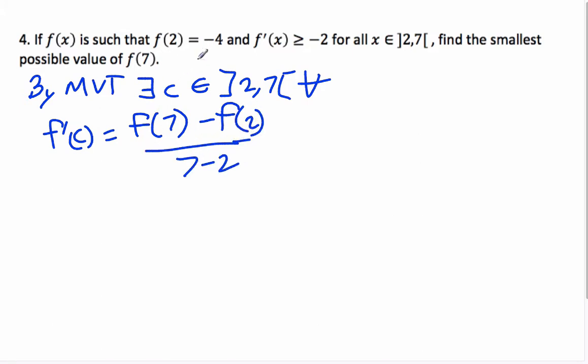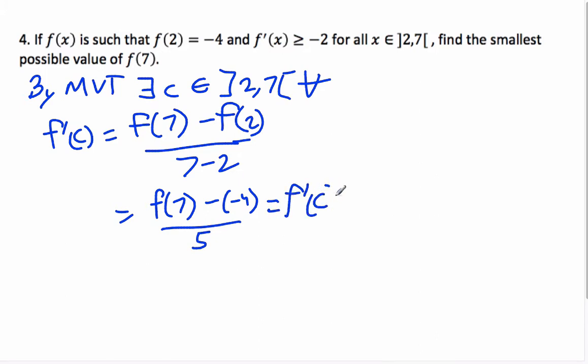Okay, so let's plug in the values. So f of 7, we don't know f of 7, that's what we're going to be solving for. f of 2 equals -4, and then on the denominator we have 5. And this equals f prime of c, and c is somewhere on this interval.